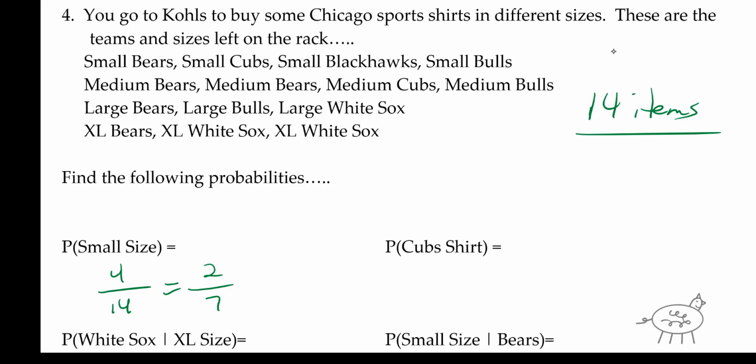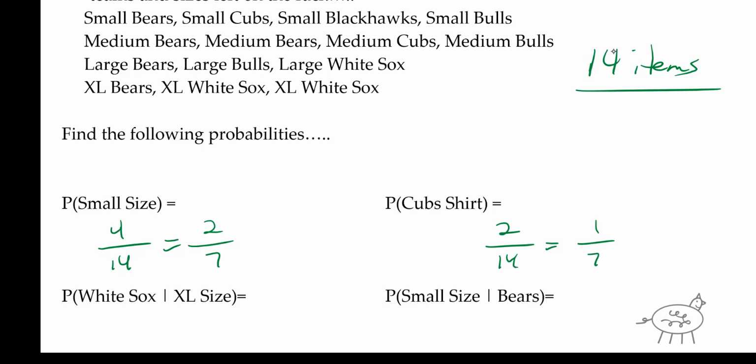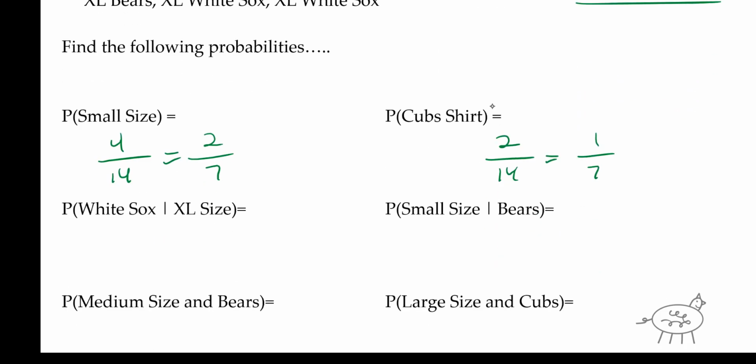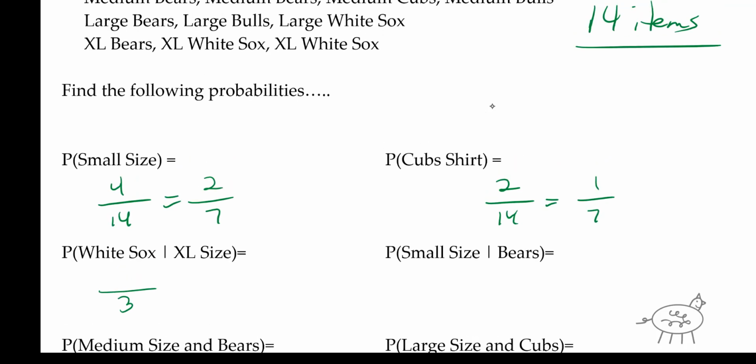What's the probability it's a Cub shirt? How many Cub shirts are there? Looks like just 2. So 2 out of 14, or 1/7. That's pretty reasonable. Now this is conditional. What's the probability that it's a White Sox shirt given that it's an extra large size? I'm telling you it's extra large. How many extra larges are there? 1, 2, 3. So 3 is my bottom number. And how many White Sox? There are 2 White Sox shirts, so it's 2/3.